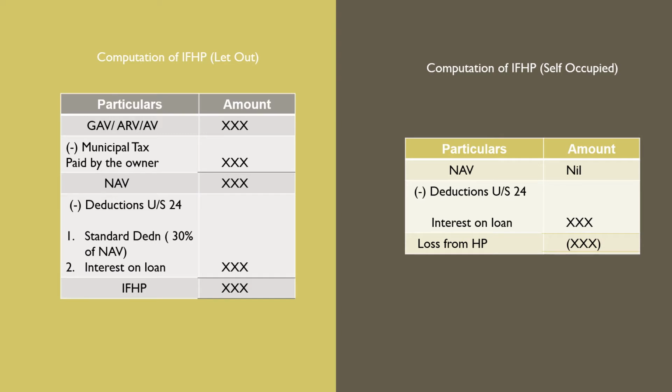You can find the format for computing the income from house property, both let out and self-occupied, in this slide. Now we'll move to how the AV or GAV or ARV is determined with an illustration.